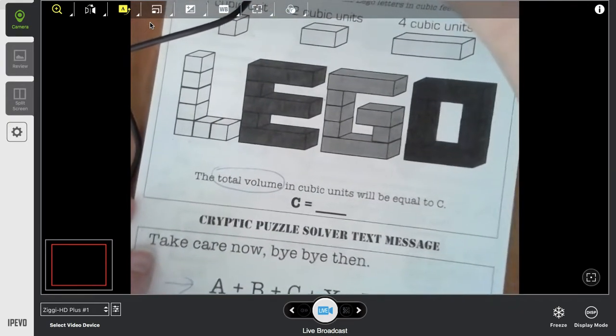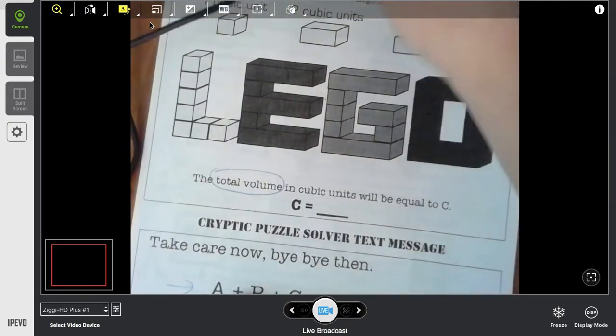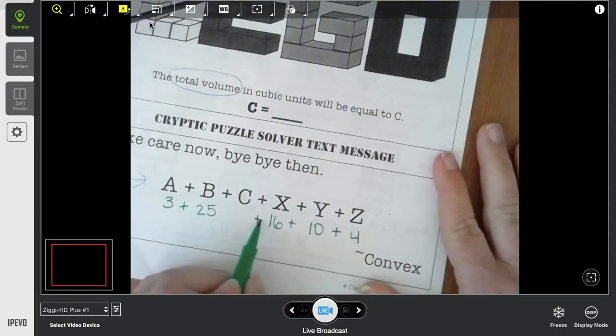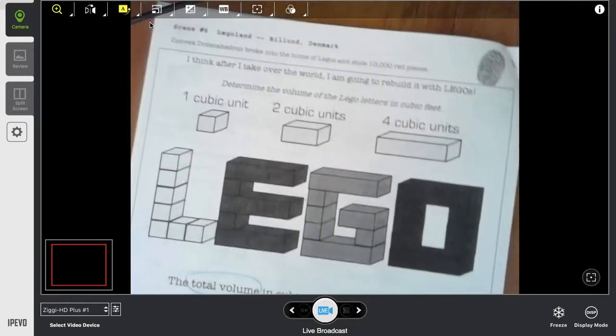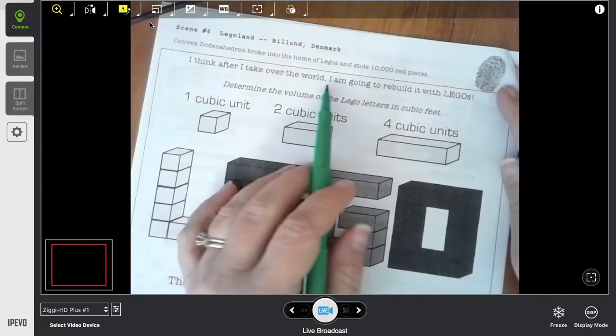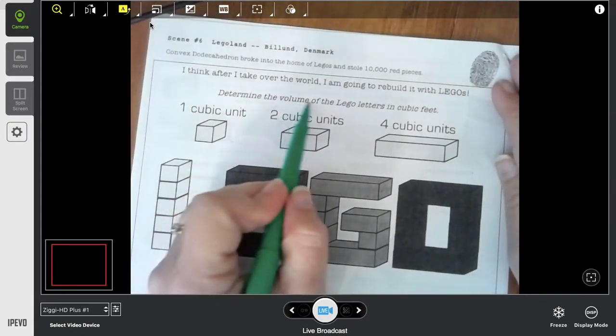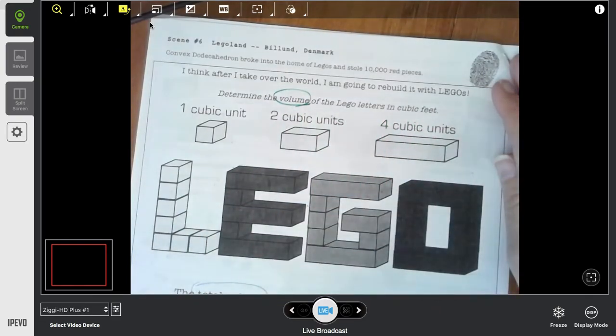So we'll flip it over to the back here for our last two clues. And we said it was pizza X, at 16 inches. So all we're missing here is C. I think after I take over the world, I'm going to rebuild it with Legos. Determine the volume of the Lego letters in cubic feet.